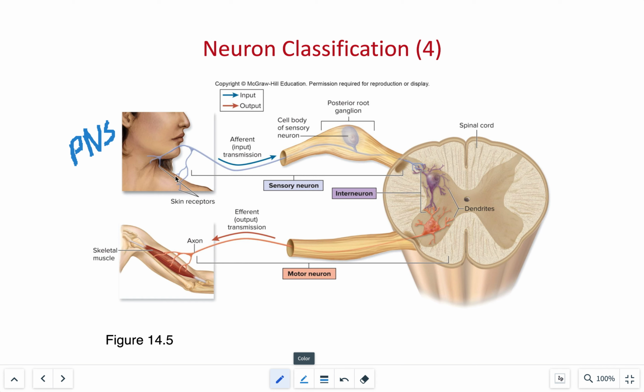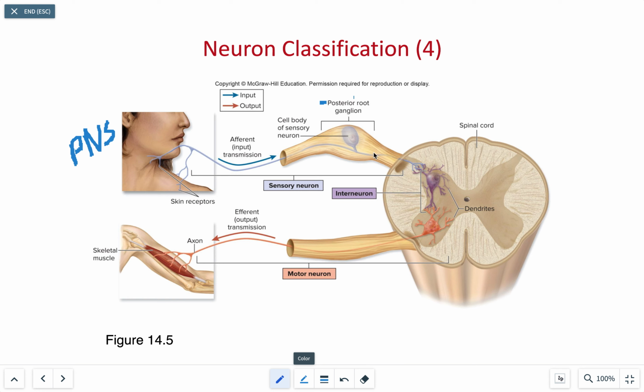So when we're looking at the sensory neurons, especially the ones in the skin receptors, any type of touch that occurs onto the skin, we call this an afferent pathway or an input transmission. And all sensory information is going to be coming into the posterior root ganglion. Particularly taking note that all sensory information is going to come through, processed by the cell body of the sensory neuron in the posterior aspect of this ganglion.